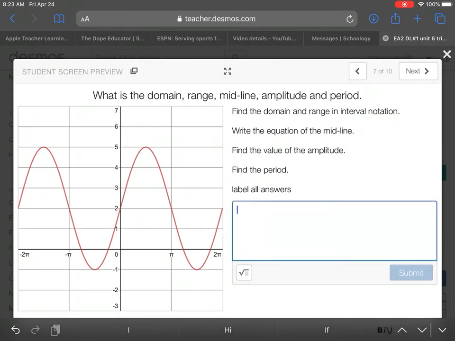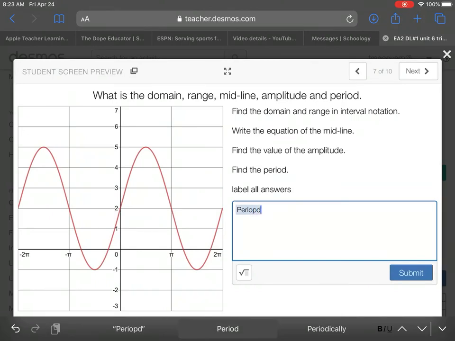Here you're going to find the domain, the range, the equation of the midline. The amplitude is a number, and the period is how far you go before it repeats. So if you start at (0, 2), it looks like you go to (2 pi, 2). So the period does look like it is 2 pi, because that's how far you go before it repeats itself. You've got to come up with all the other answers ahead of that, right? I want the domain, I want the range, and all that good stuff.